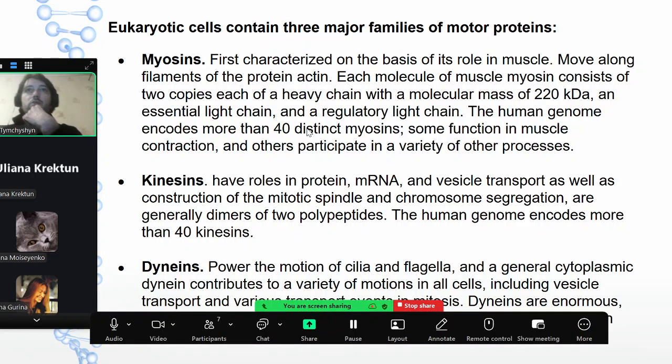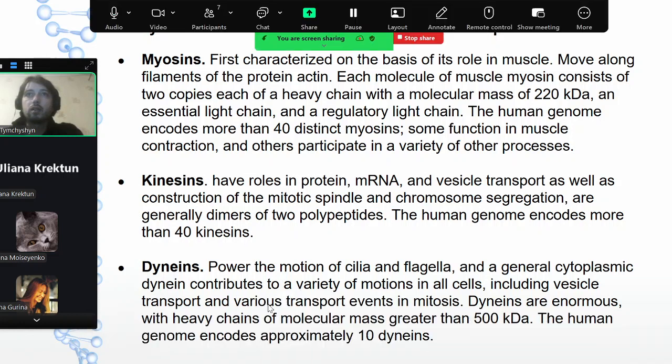So there are a few different families of motor proteins in eukaryotic cells. So myosins, that's what we will be interested in. First characterized on the basis of its role in muscle, so that's why the name. They move along filaments of the protein actin. Each molecule of muscle myosin consists of two copies each of a heavy chain with a molecular mass of 220 kilodalton, an essential light chain and a regulatory light chain. I will show you that in detail on the next slides.